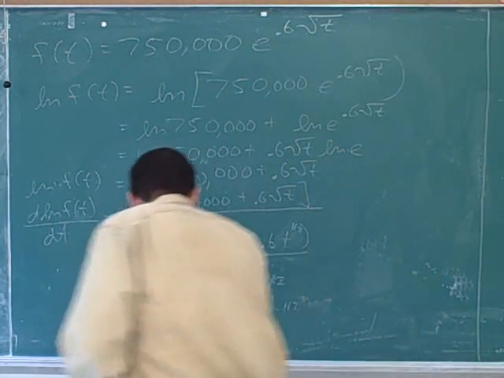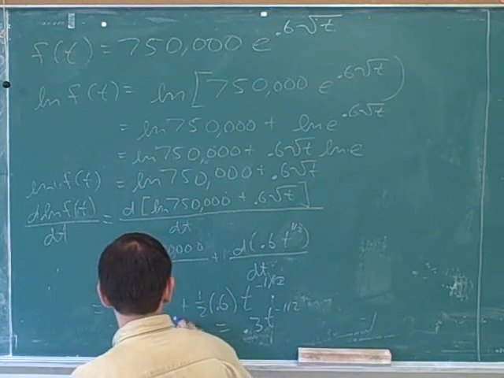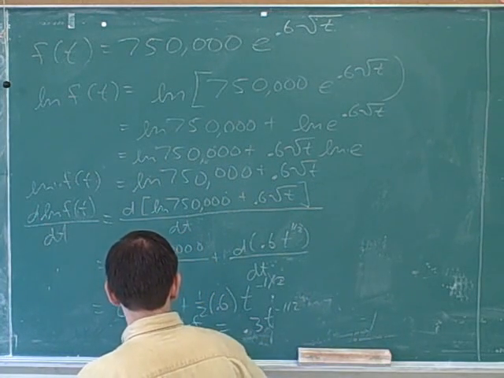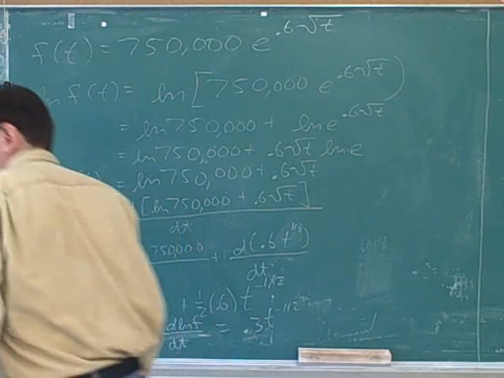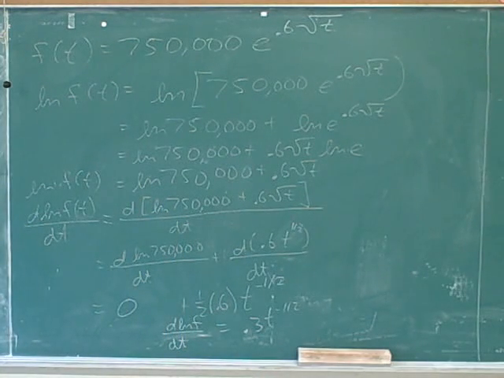We've discovered here that here's our derivative, and we should be able to answer the question. Let's finish this and give an actual answer. T equals 5 years, so 0.3 times 5 to the negative 1/2.